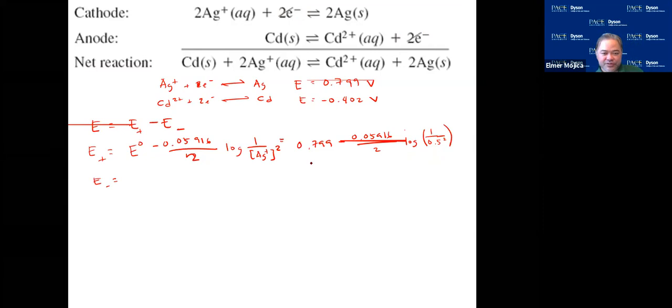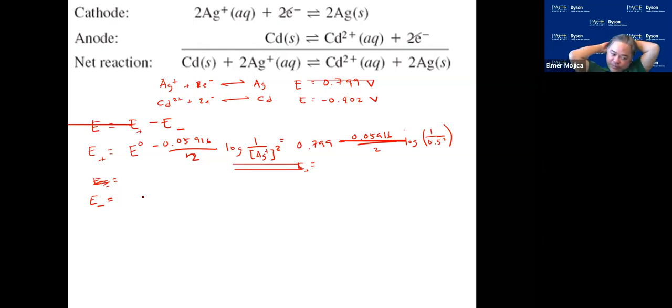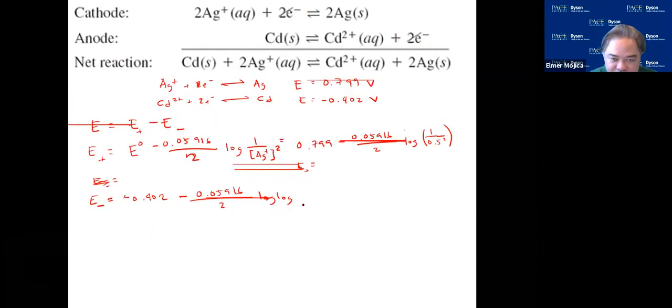So I could get there the E plus. I want you to calculate that when I set up the other one. So for the E minus, the same thing. I can just use the negative 0.402 minus 0.05916 divided by 2 and then log. What's the concentration of my cadmium here? 0.01 times log. Then what would be the corresponding E plus and E minus that I have there?